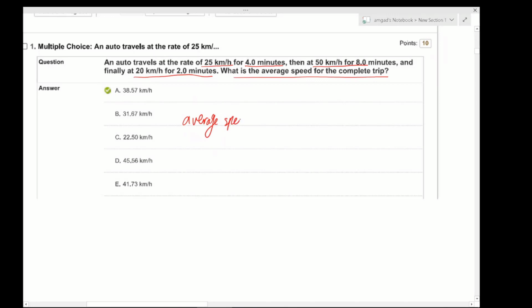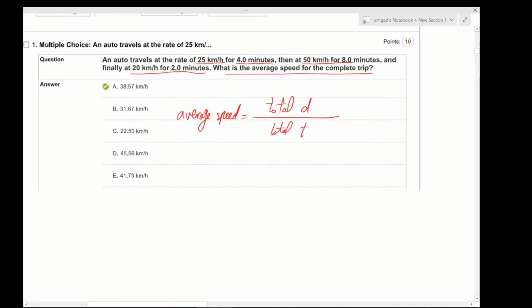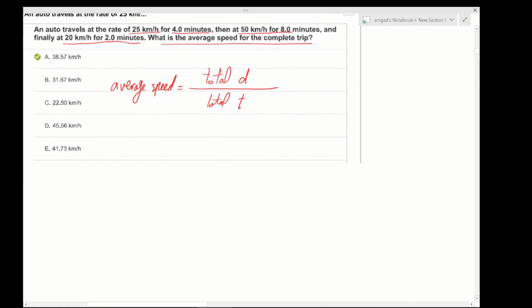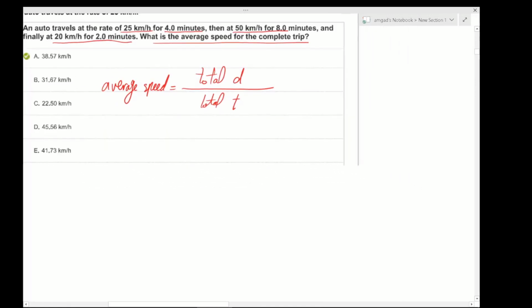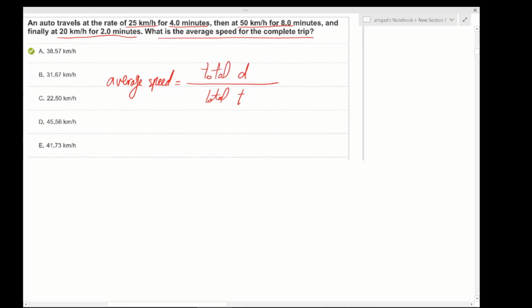Distance over time. Total distance over total time. So we need here to calculate the total distance and divide it over total time. How to do that? We multiply time by speed to get the distance first. Okay, so the distance equals the speed times time.